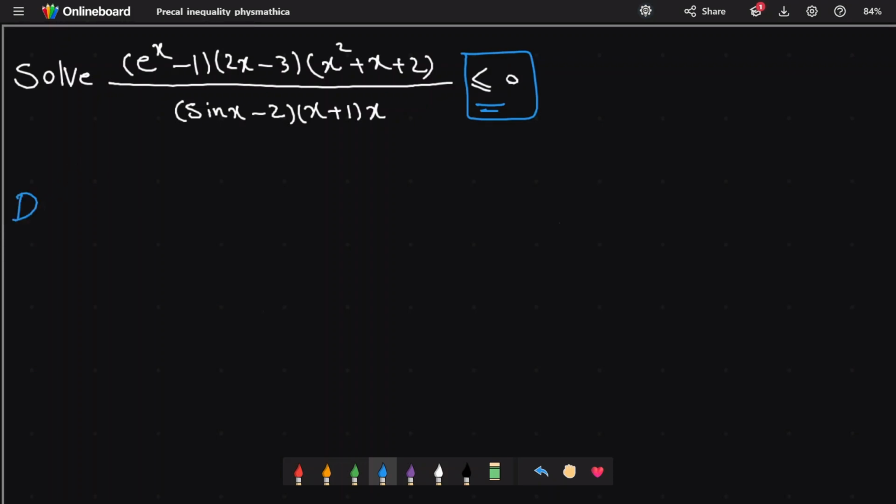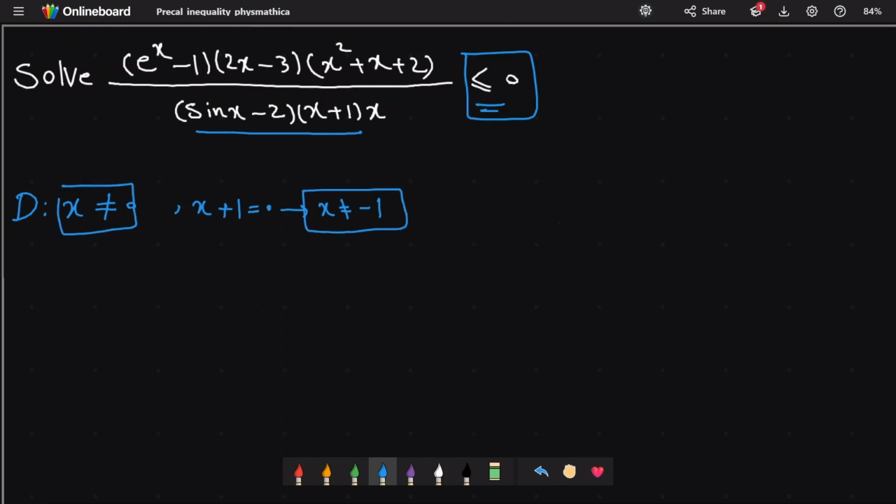So in here, if we take a look at the domain, very clearly we cannot have the denominator as 0, so x cannot be 0. In the case of the x plus 1, if we say that that equals 0, x is going to be minus 1, so x cannot be minus 1, cannot be 0. And for the case of sine x minus 2, as we know, sine x can only be between 1 and minus 1.